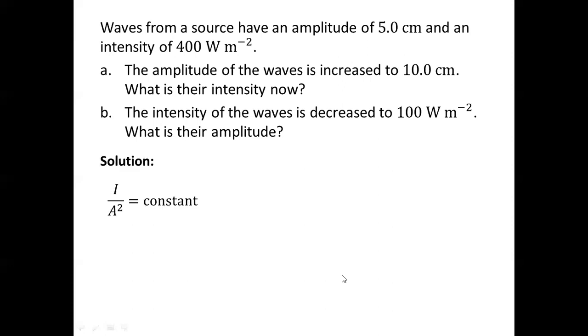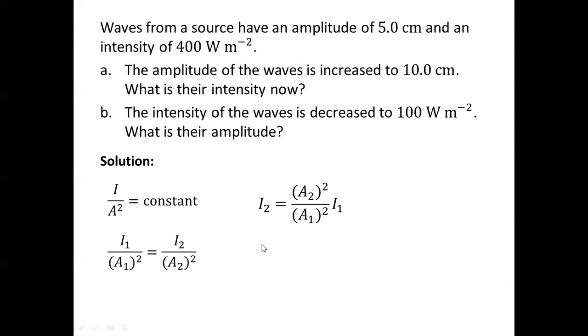Now, again, we'll make use of this equation. And since we are given two conditions, we can rewrite this into this equation. So the ratio of the first intensity over the square of the initial amplitude is equal to the ratio of the new intensity divided by the square of the new amplitude. In letter A, we are asked for the new intensity. So manipulating this equation, we now have this.